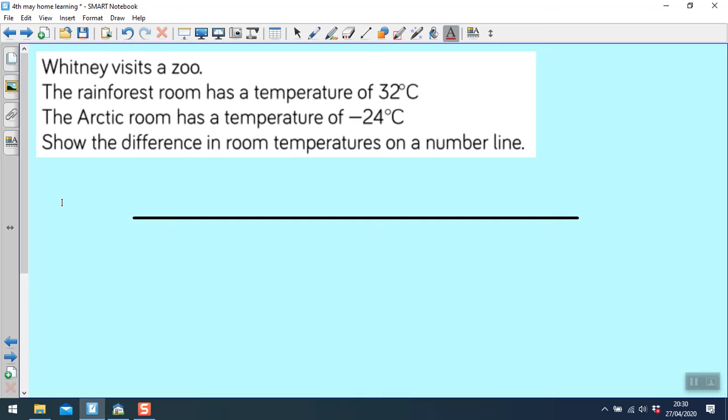Whitney visits a zoo. The rainforest has a temperature of 32 degrees Celsius. The Arctic room has a temperature of -24 degrees Celsius. Show the difference in room temperatures on a number line. Pause the video while you do this.